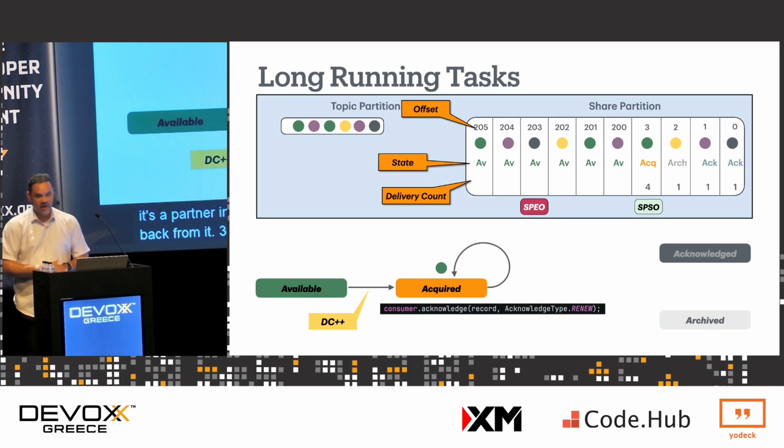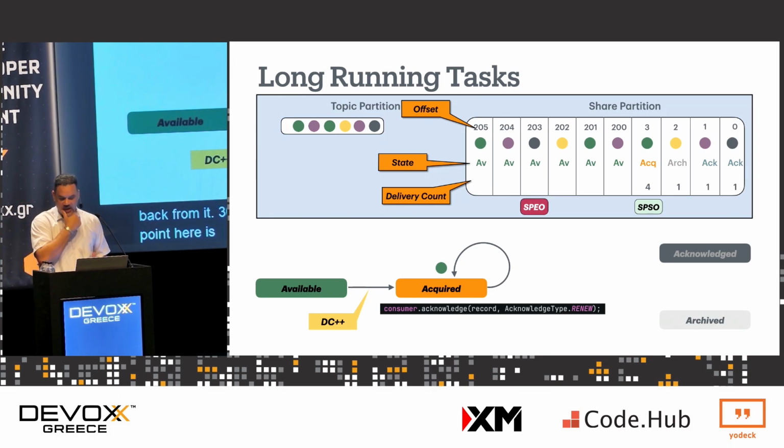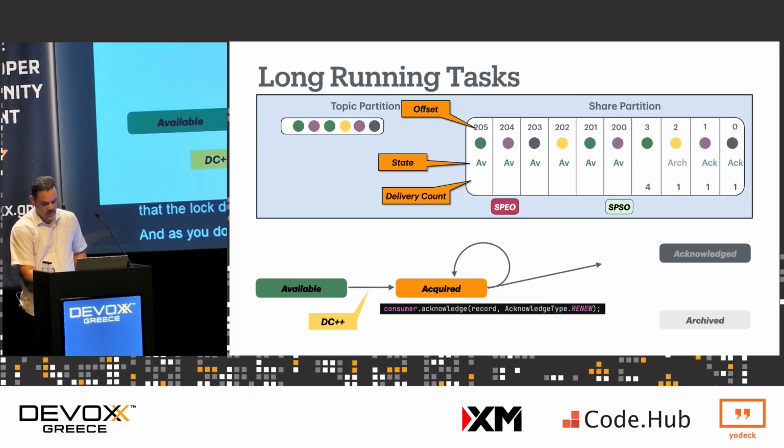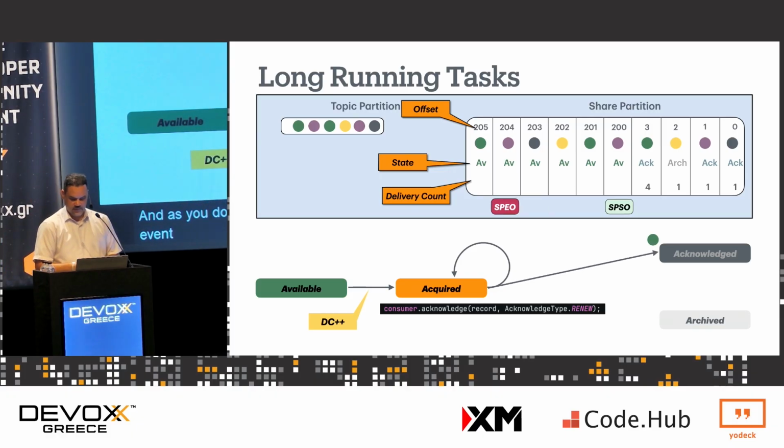I know that, but the point here is that if you wanted to run a longer running process from your queue-based workloads, you could do that here. And what you would do is periodically just call renew so that the lock doesn't expire on that event on the broker side. And as you do that, you continue your processing, and eventually you acknowledge that event with the accepted type, and it goes to the acknowledged state.